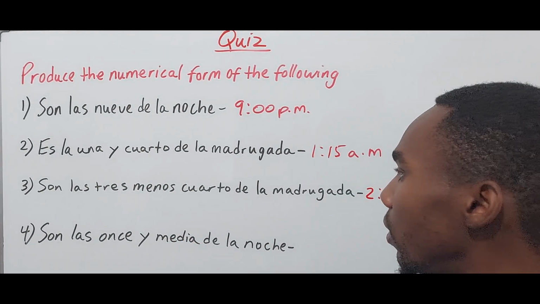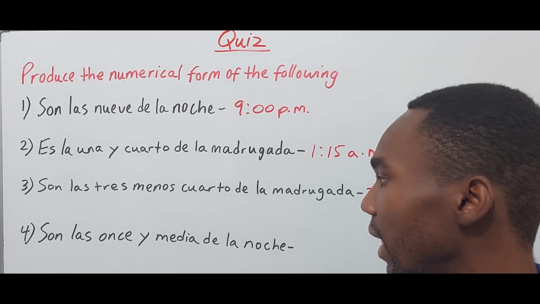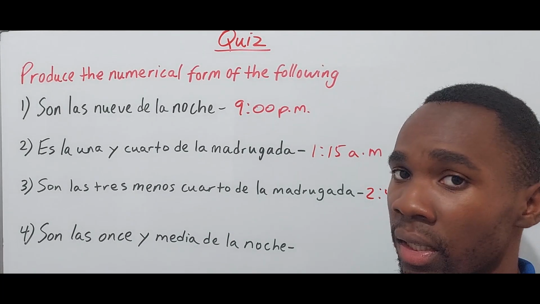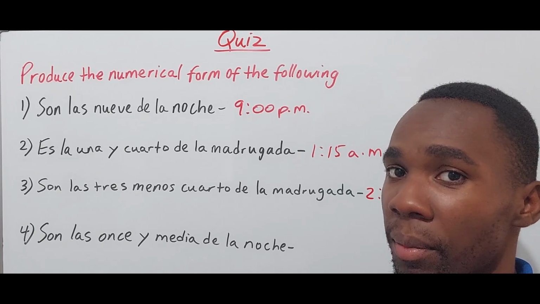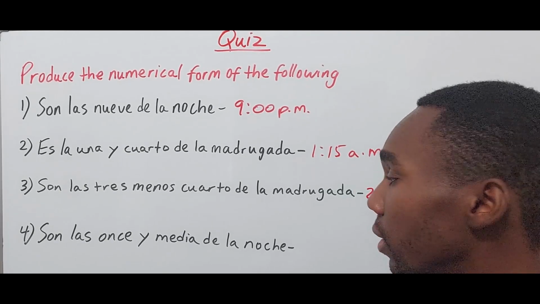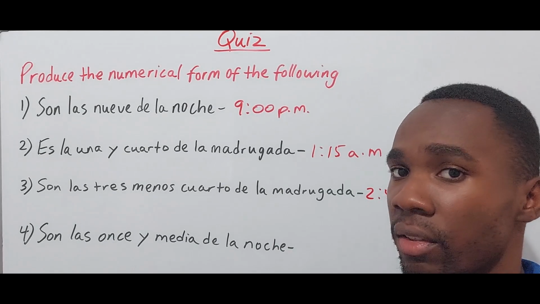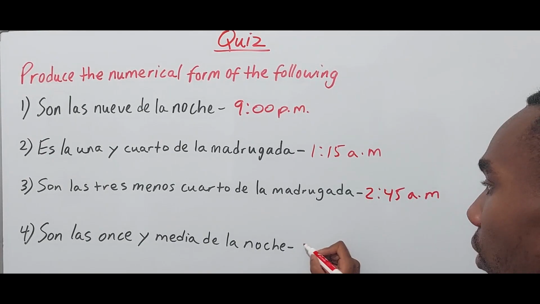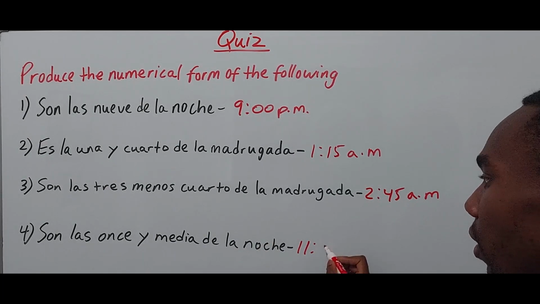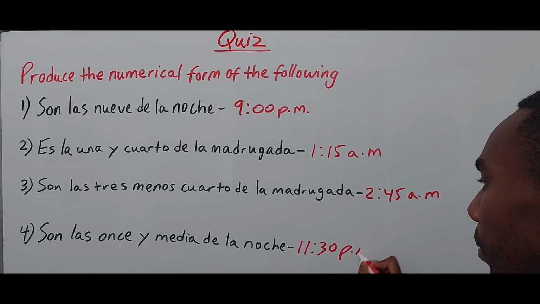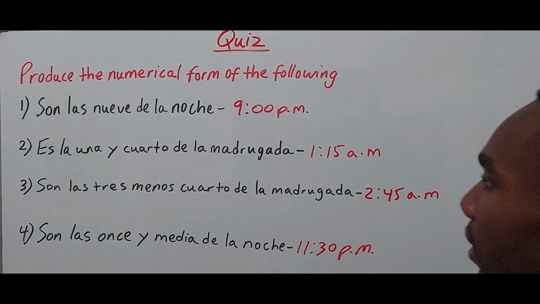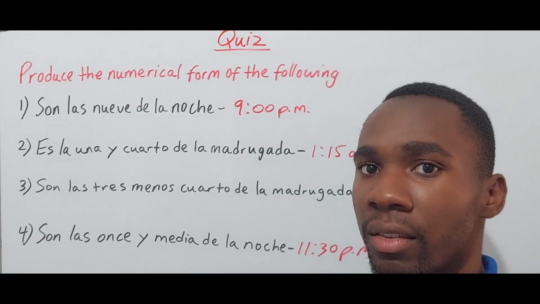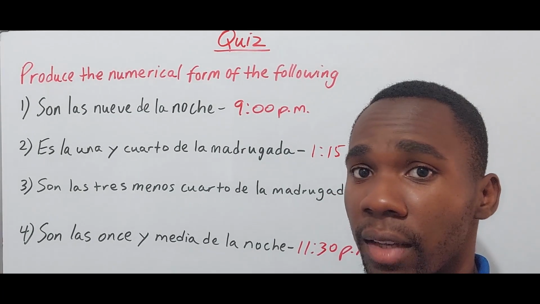4, son las 11:30 de la noche. 11 is 11. Media, of course, if you remember, would be 30. De la noche, which is night. So that would be 11:30 p.m. All right. So that brings us to the end of the first quiz. Let's get on to the second.